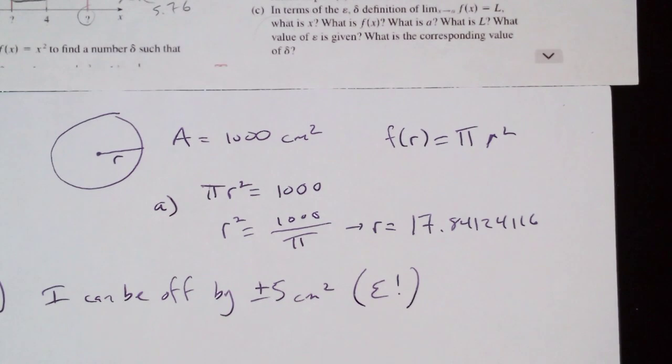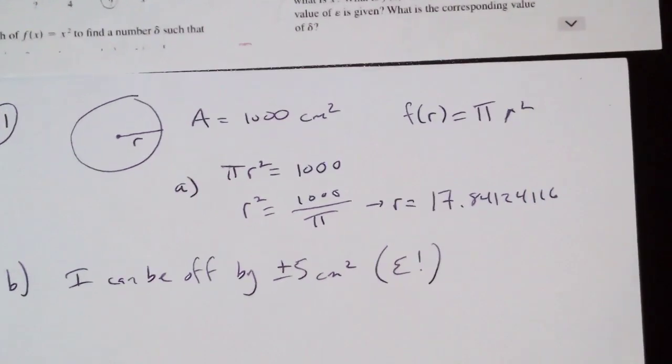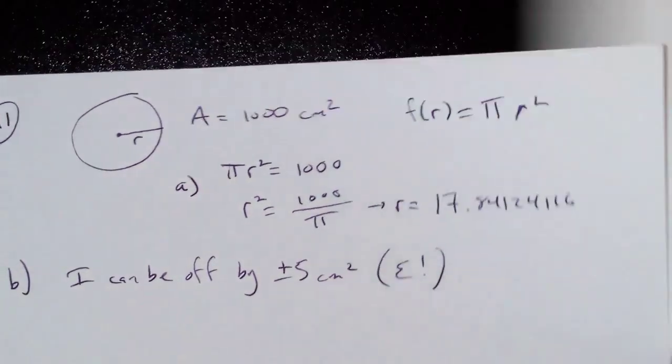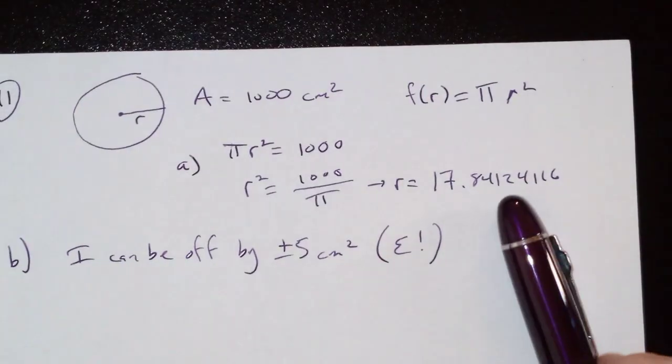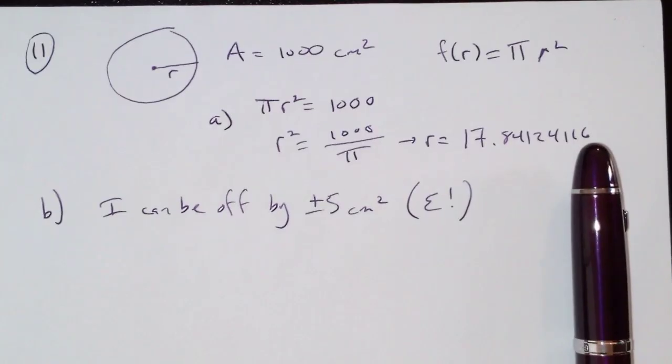So now the question is, how close to this do I have to get? How close to 17.841241116 centimeters do I have to get with my radius to be within the appropriate error and not waste a bunch of metal and have to throw out these discs?